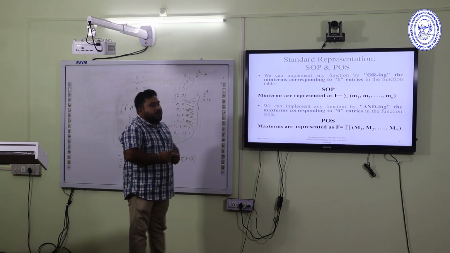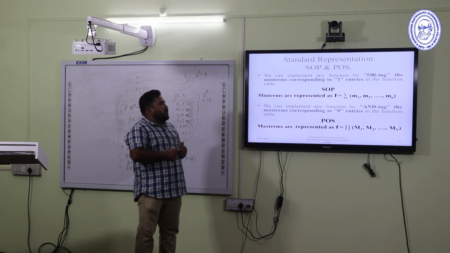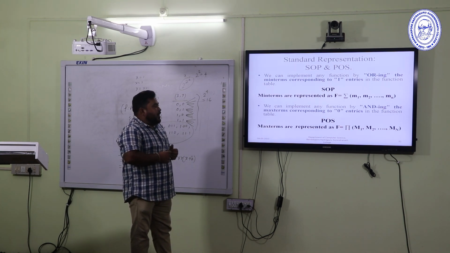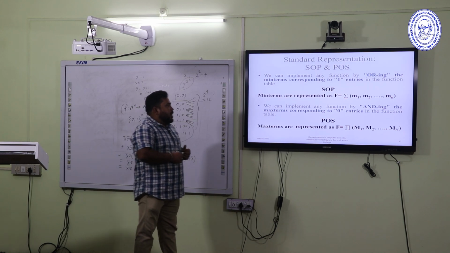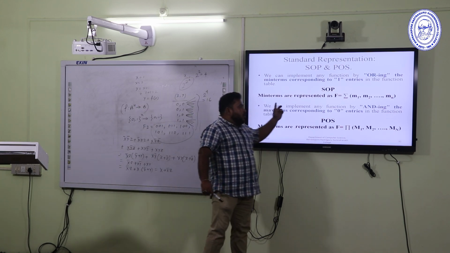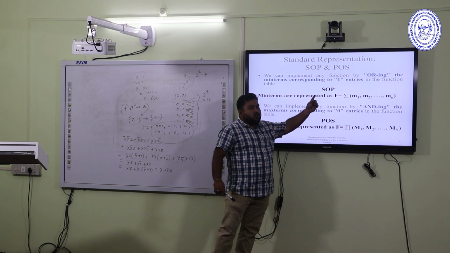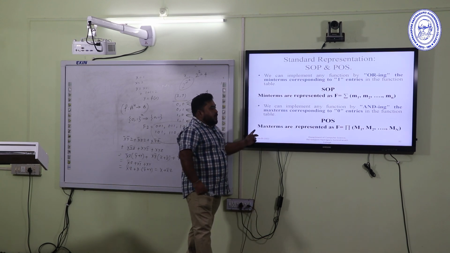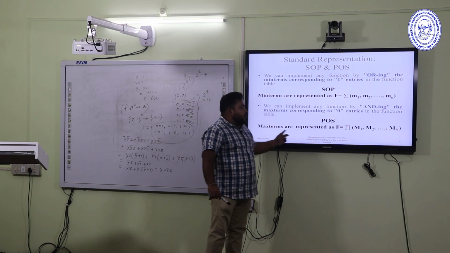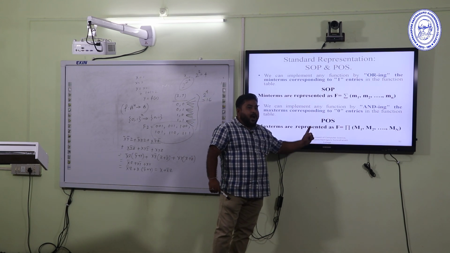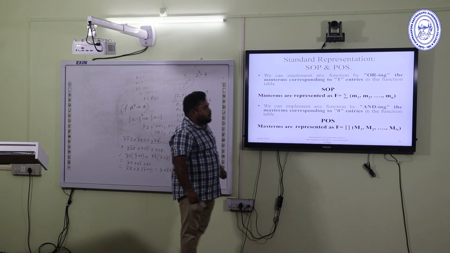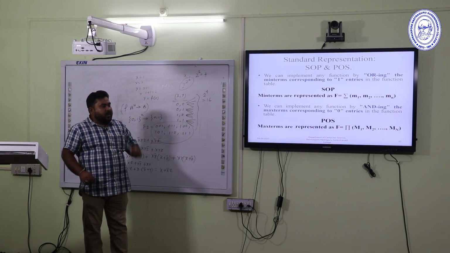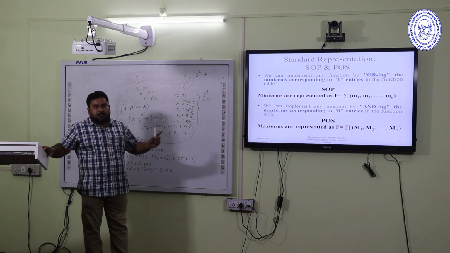Now, min term and max term can be represented in standard form. One is the SOP, that is sum of product, and another is the product of sum, and we can write the following formula. The SOP is represented by f is equal to summation over min terms, and the POS, the product of sum, will be represented as the pi of the max terms. So this is the nomenclature to represent min terms and max terms.